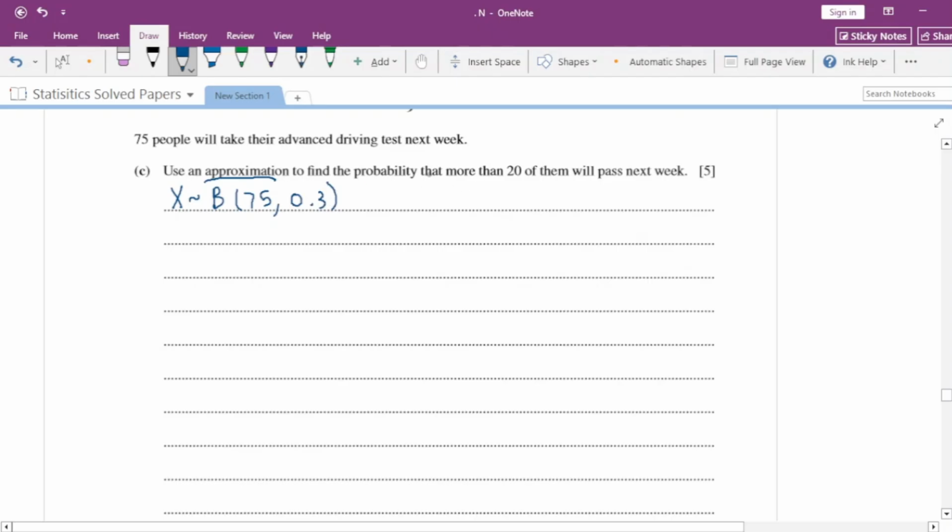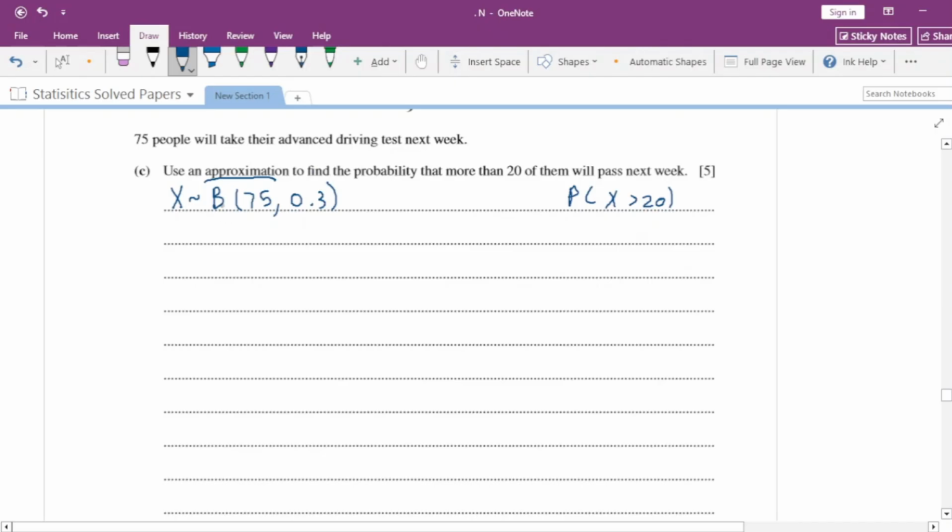Now typically they said the probability of more than 20 will pass next week. That would basically be the probability that X is greater than 20, and as you know, then you would have to sum for all of them all the way to 75. X equals 21, 22, 23. That is very, very lengthy, and so that is why we do the approximation. How do we approximate? We use the normal distribution. The normal distribution will basically simplify this working for us.